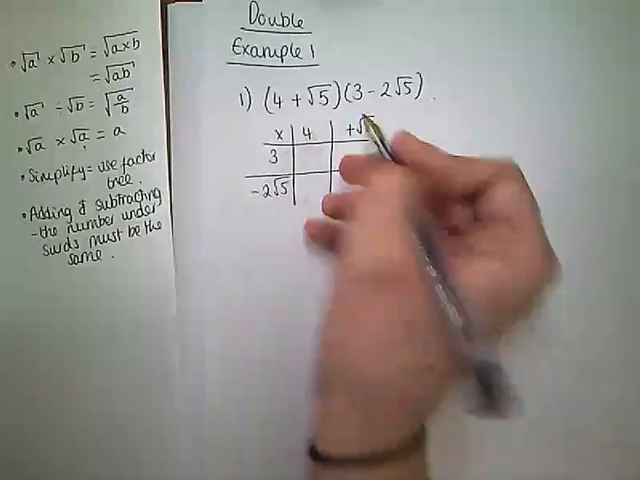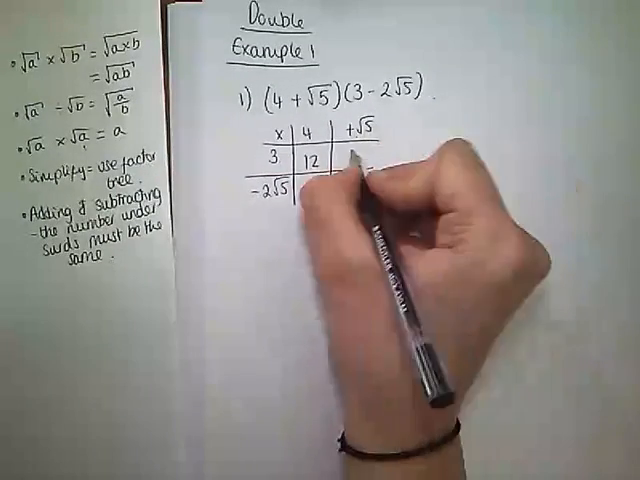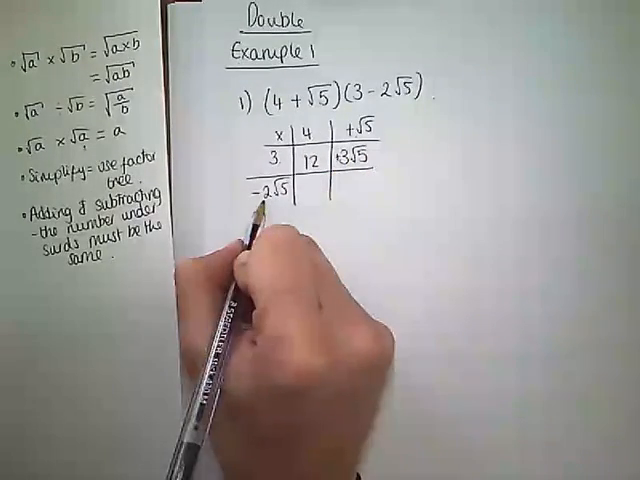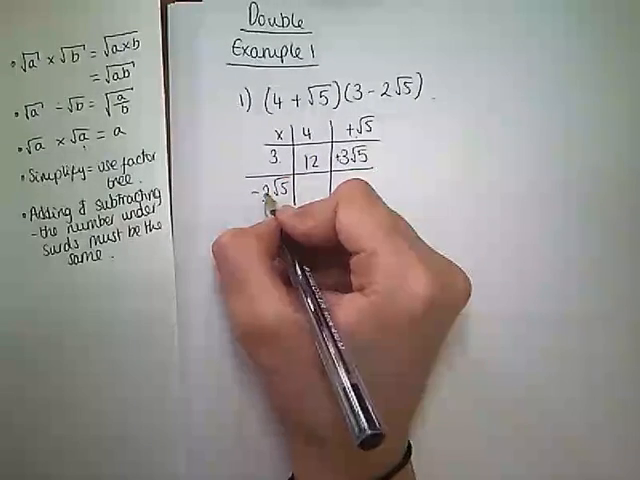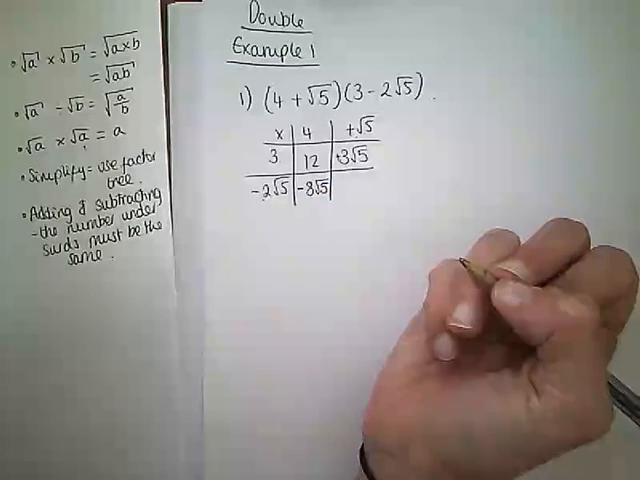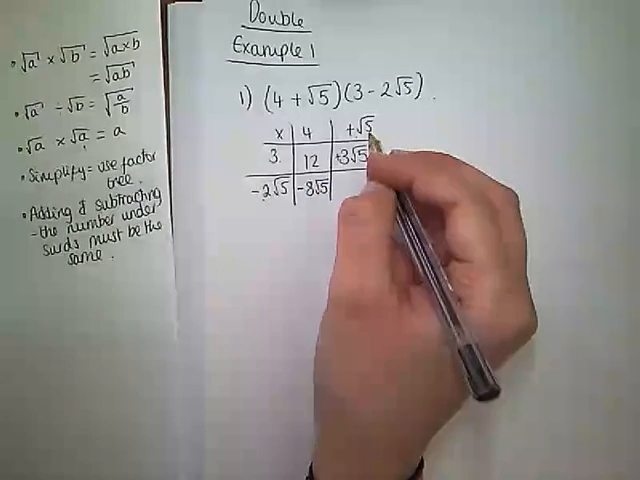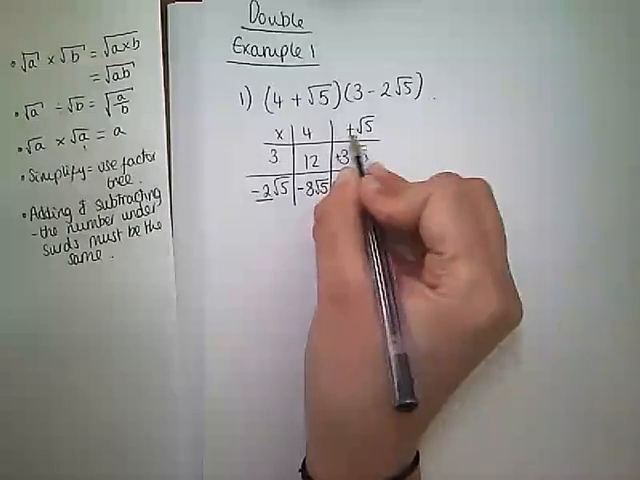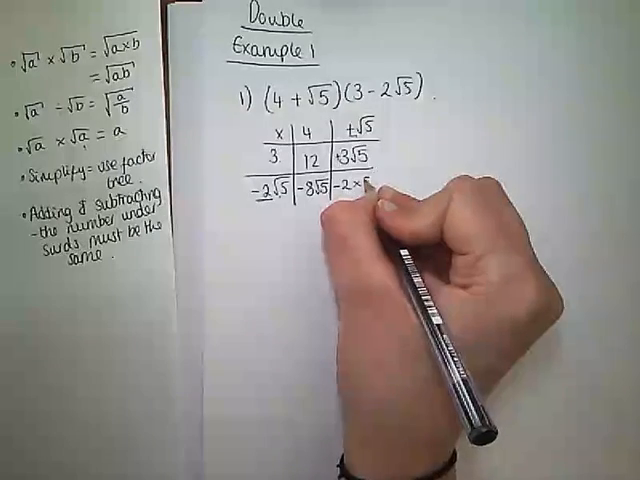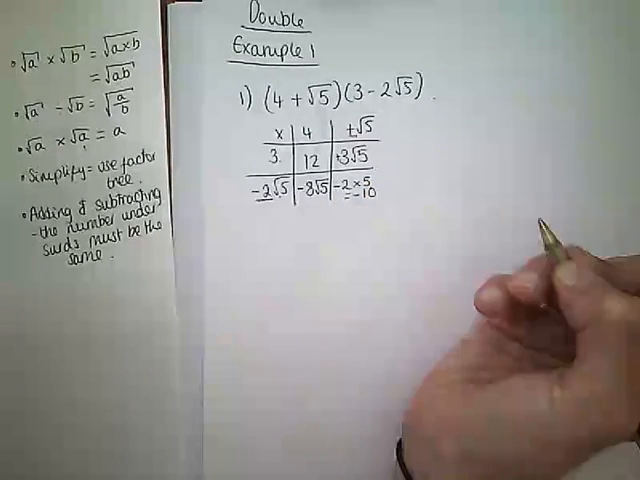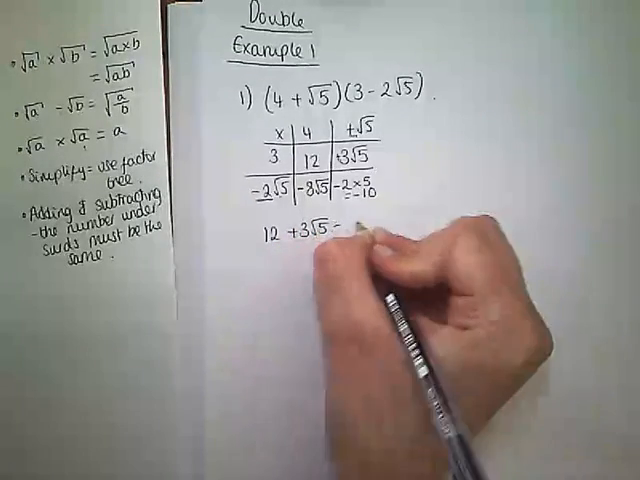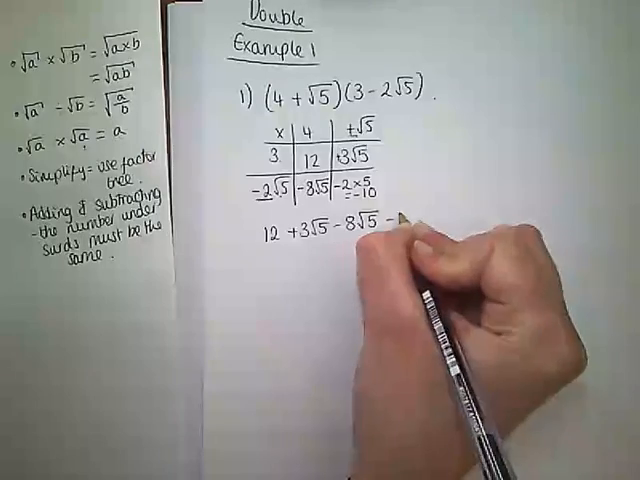3 times 4 is 12. 3 times root 5 is 3 root 5. Plus 4 times minus 2 root 5, which is minus 8 root 5. And this last one, you need to be careful. So minus 2 times 1 is minus 2. Root 5 times root 5 is 5. So the answer there is minus 10. So my answer, 12 plus 3 root 5 minus 8 root 5, take away 10.